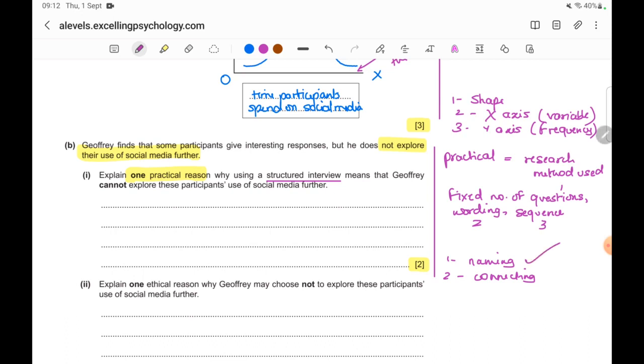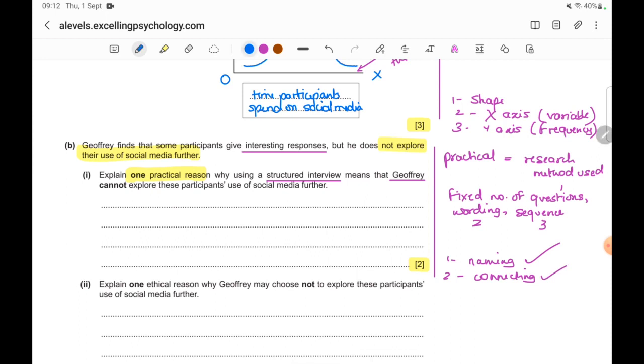So that is what we need to discuss in general. Then making it specific to Jeffrey's study, all we need to say is that although he found some interesting responses, he cannot ask any further questions because he's not using an unstructured or semi-structured interview that would give him permission to explore further. Okay, let's see how to write this answer.